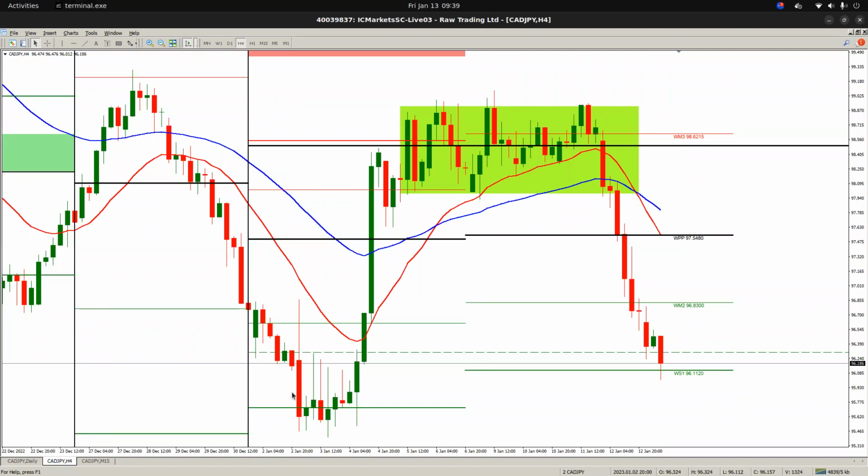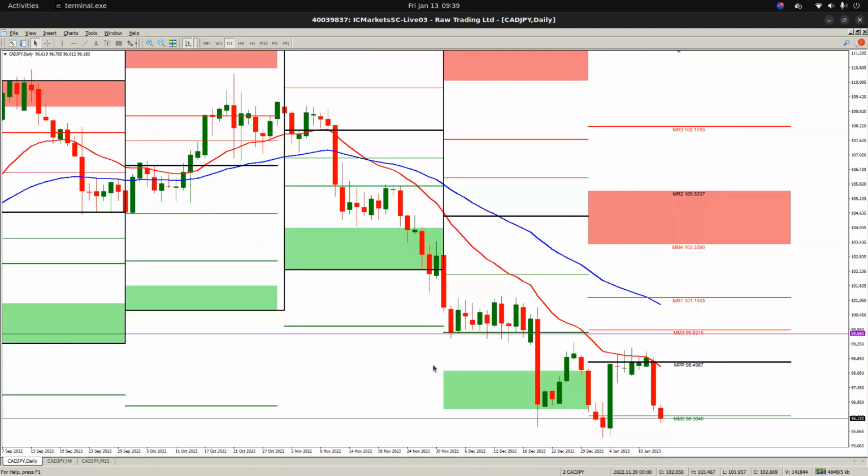I don't see a trend right now on H4. The fact that price broke out of this range, didn't pull back to the bottom of the range, tells me that price is still consolidating. Okay.